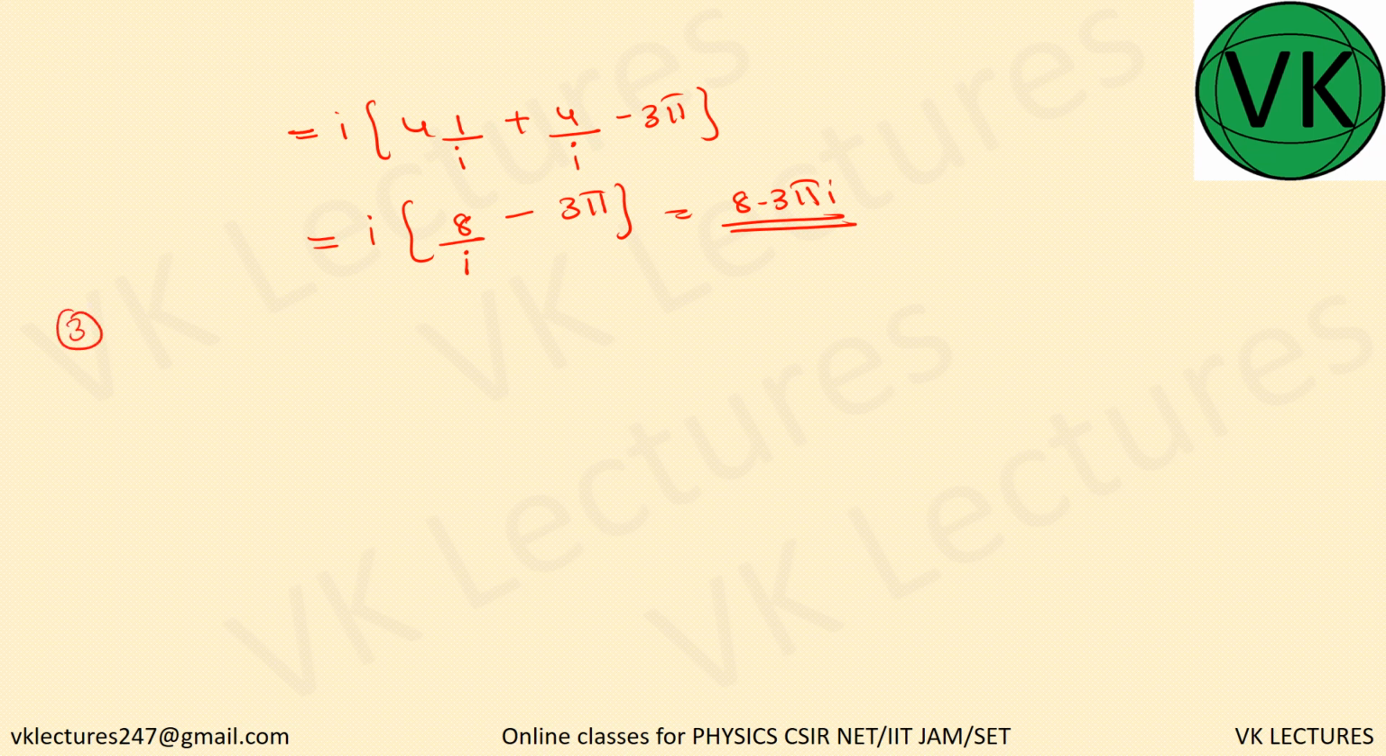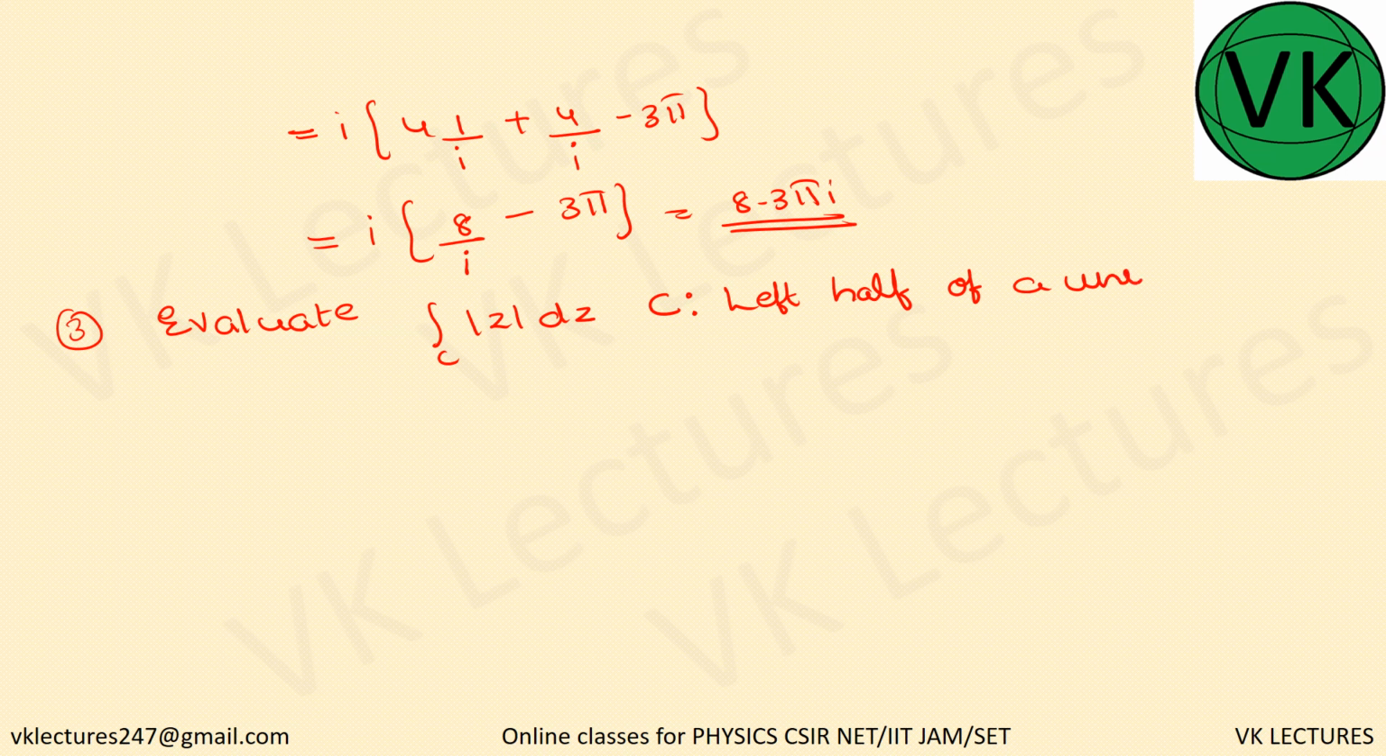Then third, evaluate integral C modulus of z dz, where contour is given as left half of a unit circle. Solution: pi by 2 to 3 pi by 2.